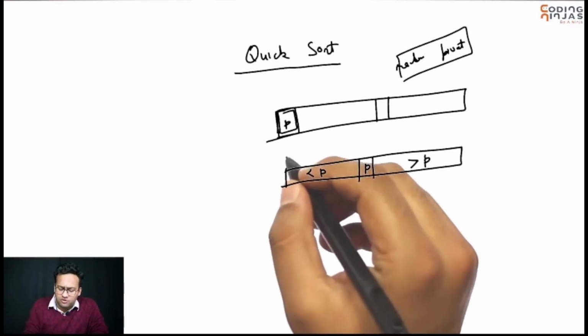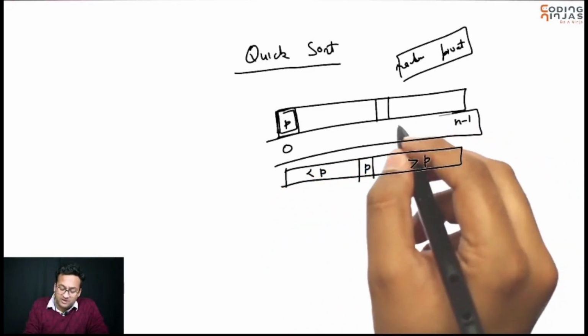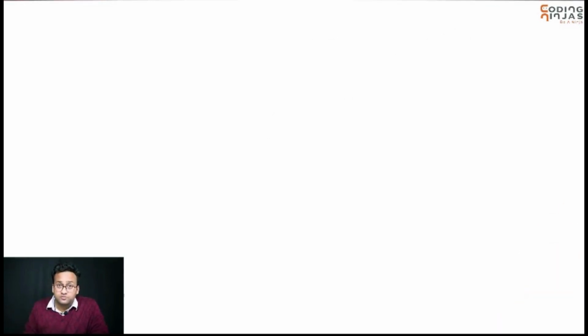So if your list is of size n, then you create a random number from 0 to n minus 1, and that index becomes your pivot index. So that's just one slide change that I want to tell you while we are calculating the space and time complexity. Now let's first talk about the partition algorithm.